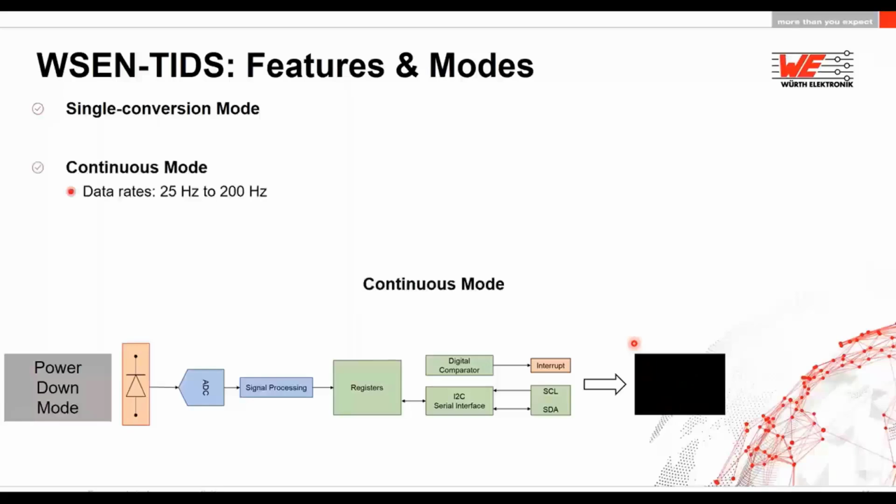On the other hand, there is also continuous mode where you can select your data rates from 25 Hz to 200 Hz. That means from 25 Hz, you get 25 samples in a second, to 200 Hz, which is 200 samples per second. In continuous mode, the sensor continuously measures new temperature data as per the defined data rate. For sure, this consumes more power than the single conversion mode.